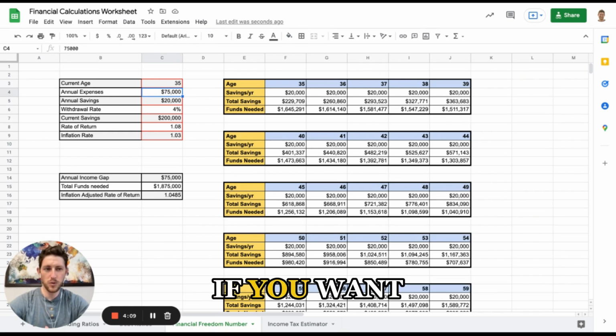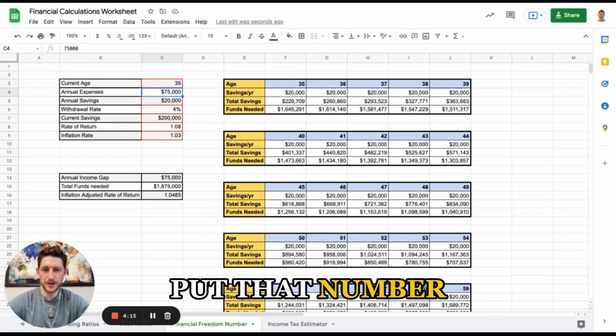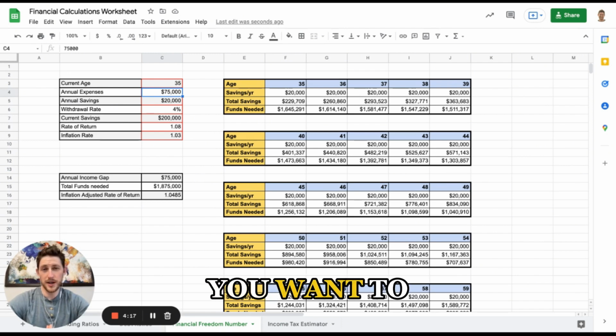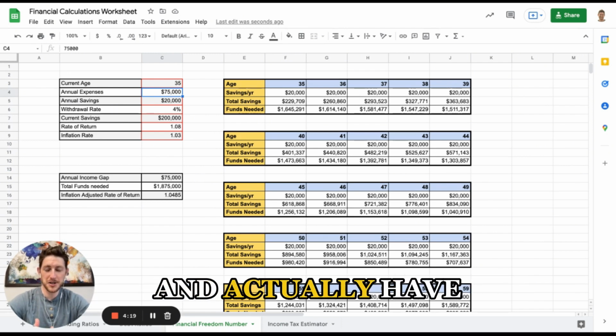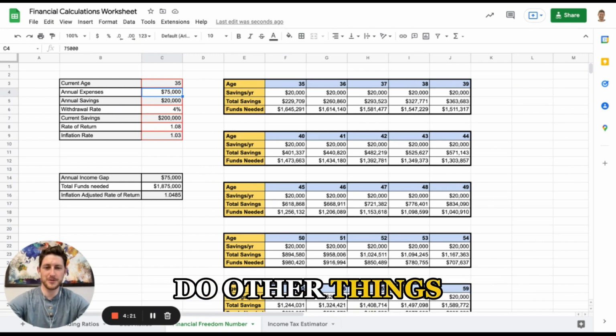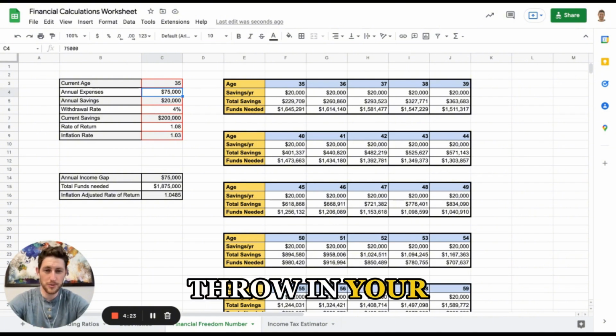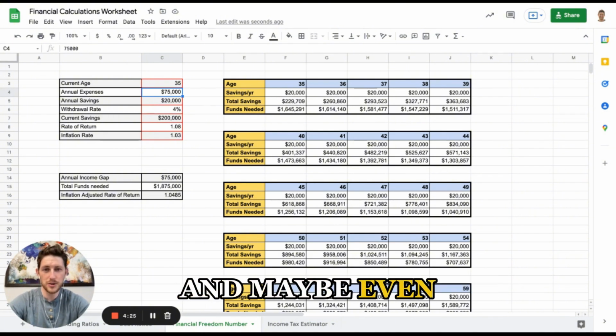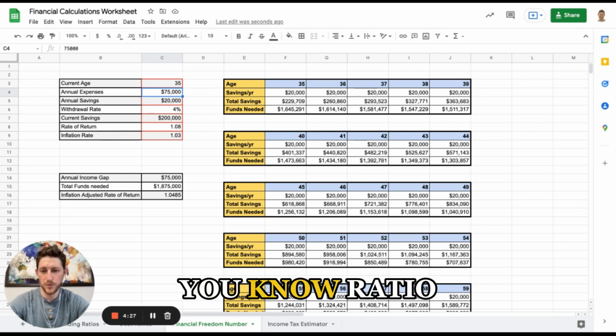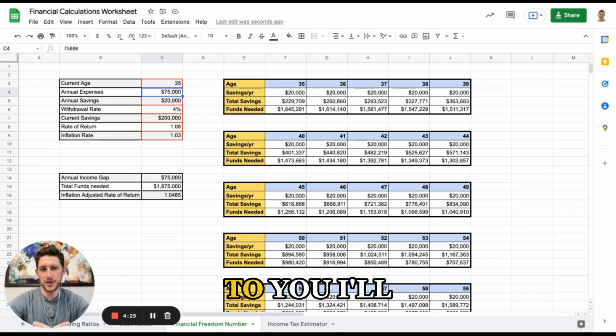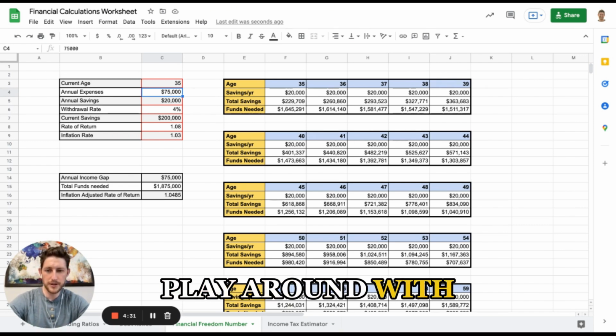Probably if you want to look at survival expenses and say, like, what's the minimum amount I need to live each year, then you can put that number in. More than likely, you want to be somewhat comfortable and actually have some money to do other things with besides just survive. So you might throw in your thrival budget there, and maybe even include your giving ratio. So that's up to you. I'll let you decide, but you can play around with it.